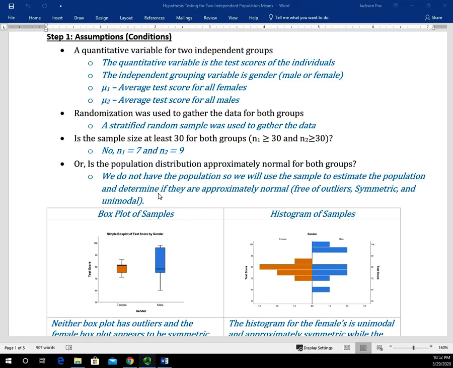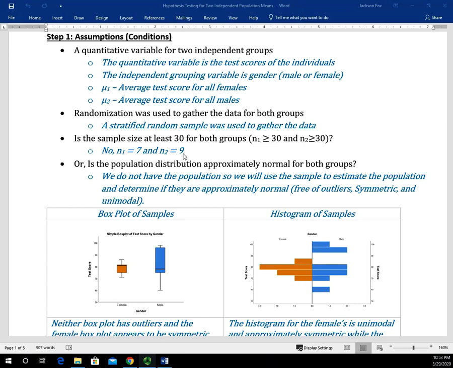The third condition deals with the sample size or the shape of the distribution, and this has really 2 parts to it. The first part that we would check is this: is the sample size at least 30 for both groups? So is N1 greater than or equal to 30 and N2 greater than or equal to 30? We have to make sure that both sample sizes are larger than 30. And if you recall from the summary statistics that I gave above, the answer would be no. For group 1, the sample size is 7, and for group 2, the sample size is 9. So we don't meet that requirement.